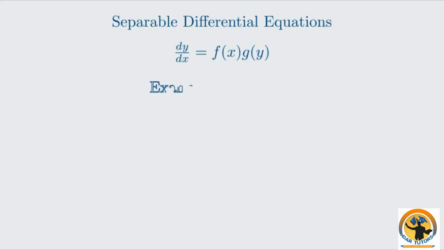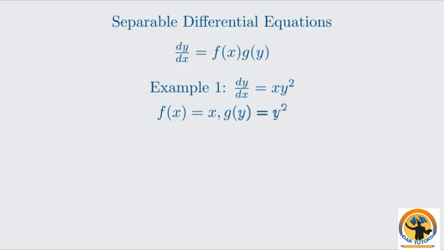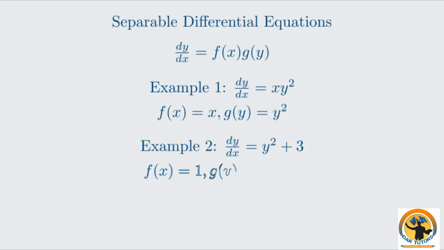Consider dy/dx equals x times y squared. Here, f of x is x and g of y is y squared. Since it's a product of a function of x and a function of y, it's separable. Next, dy/dx equals y squared plus 3. This might not look like a product at first, but we can write it as 1 times the quantity y squared plus 3. So f of x is 1, and g of y is y squared plus 3.